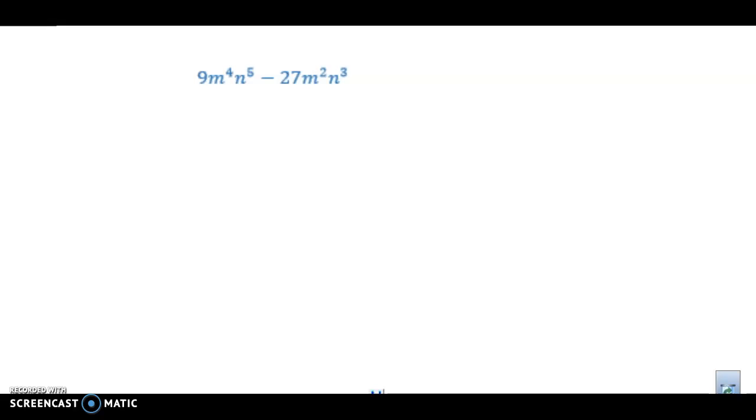Okay, this one is 9m to the 4th power n to the 5th power minus 27m squared n cubed. And I need to find out what my greatest common factor is going to be. I see a 9 and a 27. And I know that 9 goes into 27 evenly. So 9 is my greatest common integer. I have 4 m's. I have 2 m's. So I know I'm using 2 of the m's. And I have 5 n's and 3 n's. And I know I can share 3. So n to the 3rd power. There's my greatest common factor.